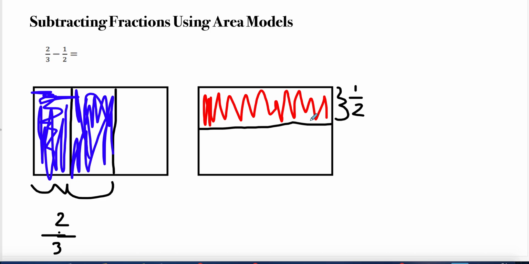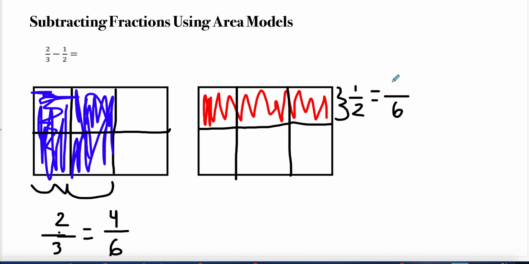Okay, so now I'm going to take the horizontal line I put on my second model and draw it on my first. And then the vertical lines I drew on my first model, I'm going to draw on my second. Now I can see that I have the same number of parts in each model, which is 6. So now I'm going to figure out how many 6ths each of these fractions is equivalent to. Here in my first model, I can count. I can see that I have 4 6ths shaded. And in my second model, I can see that I have 3 6ths shaded.